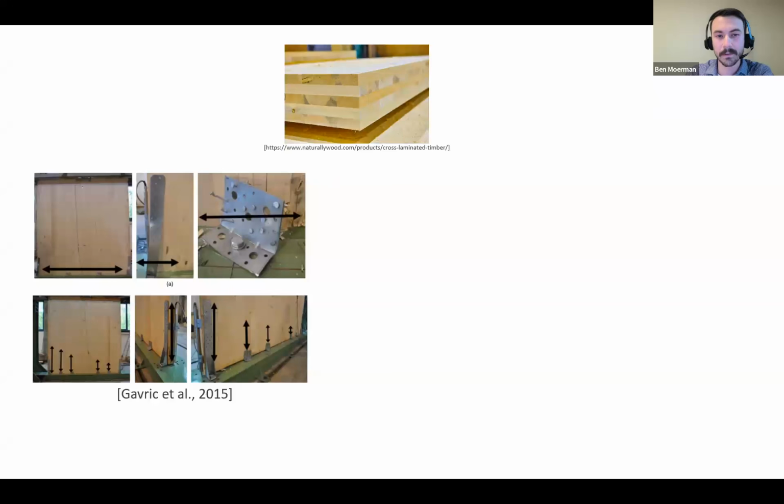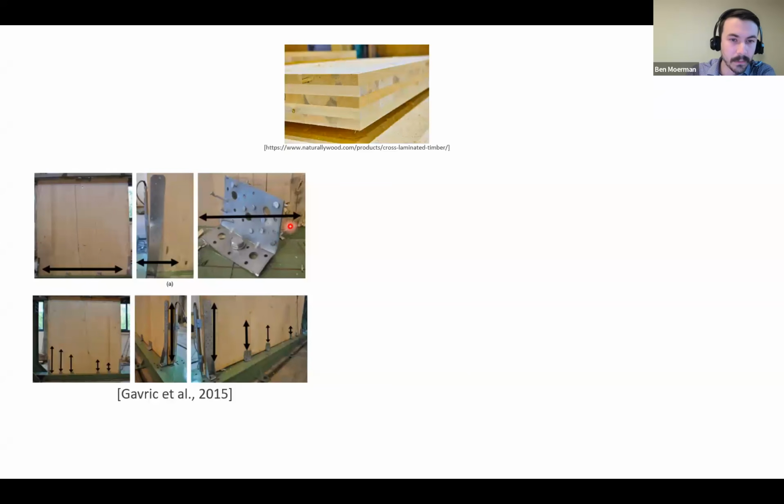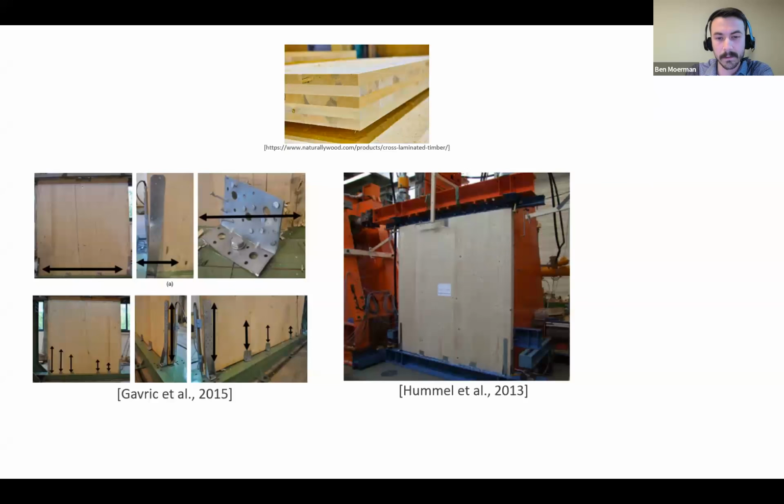Some of the first tests that were done on CLT shear walls looked kind of like this. So here at the base, I'll just turn on my laser pointer, we see an angle bracket here. It's just light gauge metal bent into an L shape and fastened with a lot of nails. And then at the hold downs, it's usually a longer strap to try to develop more uplift resistance. And yeah, this test was done by Gavrich. Similar tests have also been done by others.